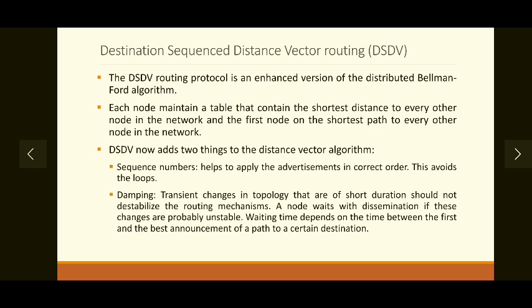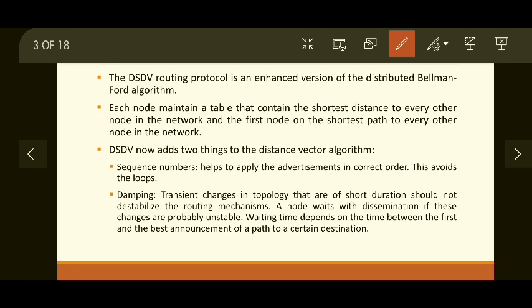As you can see from the name, it is based on distance vector routing. That means the distance between two nodes will be considered for delivering packets. So what is it? The DSDV routing protocol is an enhanced version of the distributed Bellman-Ford algorithm. Now, you might have studied the distributed Bellman-Ford algorithm in information security or system security or in previous semesters somewhere. It is a slightly enhanced version of that particular algorithm. So what is enhanced in it, that we will see.